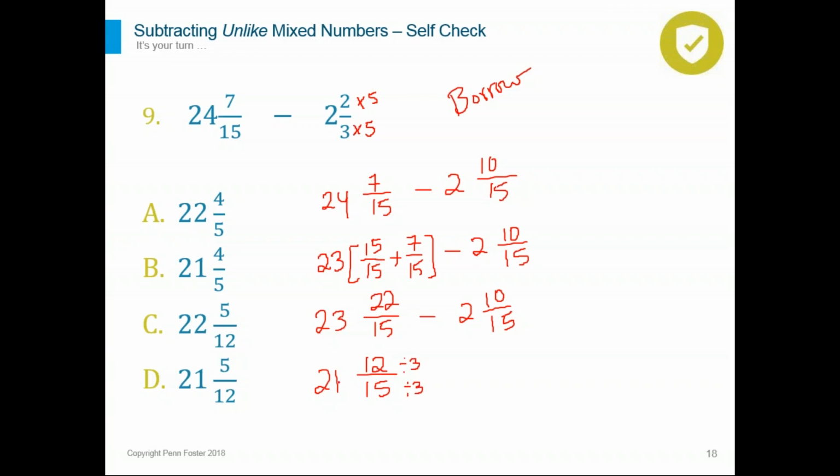Do not divide the 21 by 3, so it stays 21, and 4 over 5. That's a proper fraction. Nothing common. This is your final answer. The final answer is B, 21 and 4 over 5.